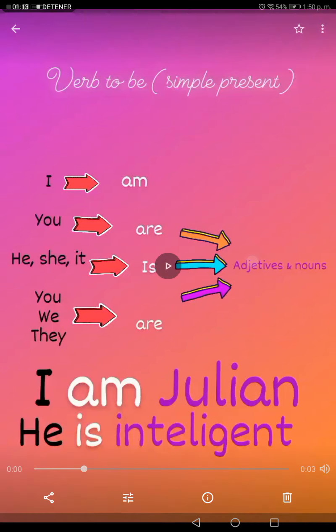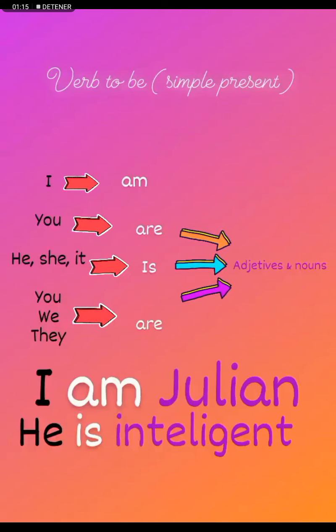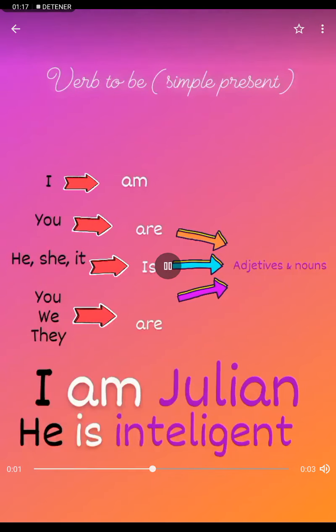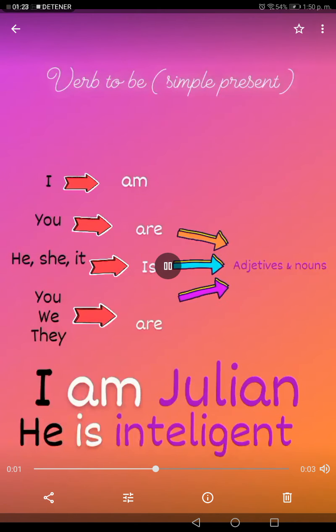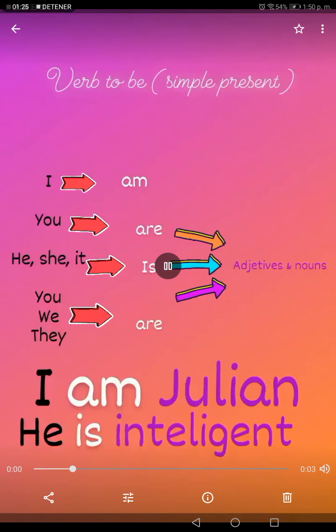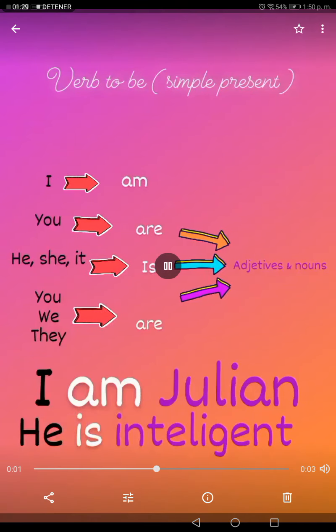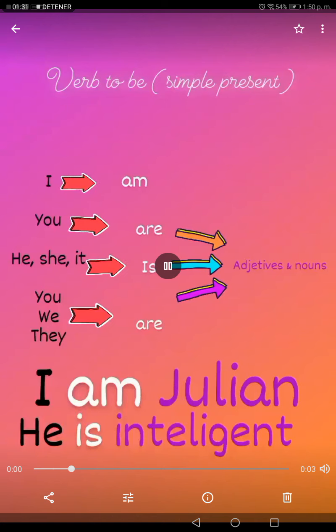And we can use as a complement an adjective or a noun, like in this example, I am Julian. Yes, yo soy Julian. This is a noun. Or you can say he is intelligent. He is intelligent. We have an adjective. Él es inteligente.